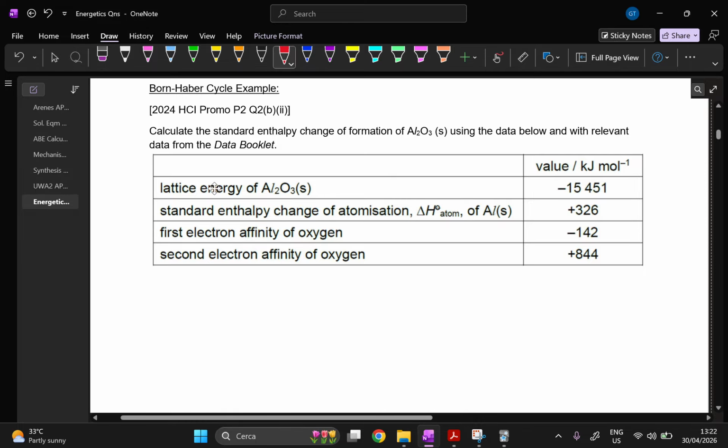I have Le, I have H atom, I have electron affinities. So the moment you see all of these very familiar looking enthalpy changes, then you already know, probably I should be drawing a Born-Haber cycle. Okay, so let's go into the question proper.